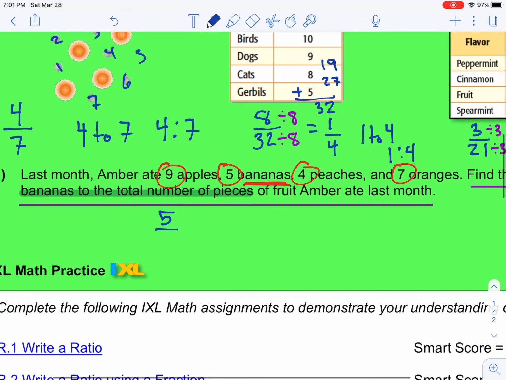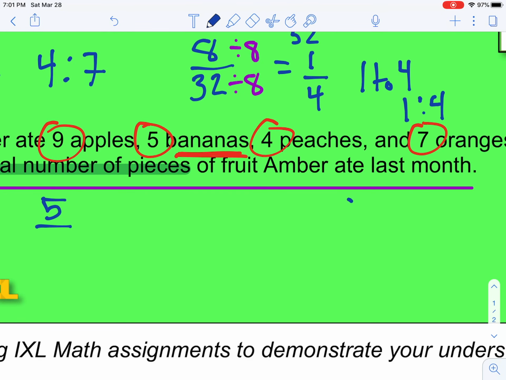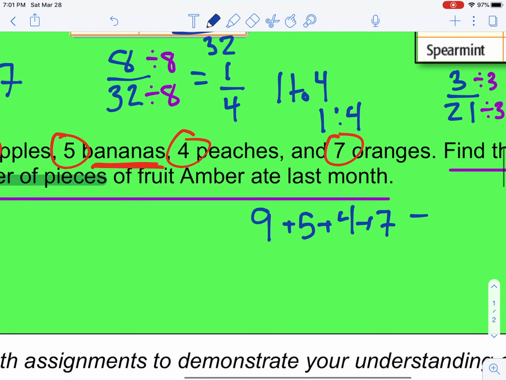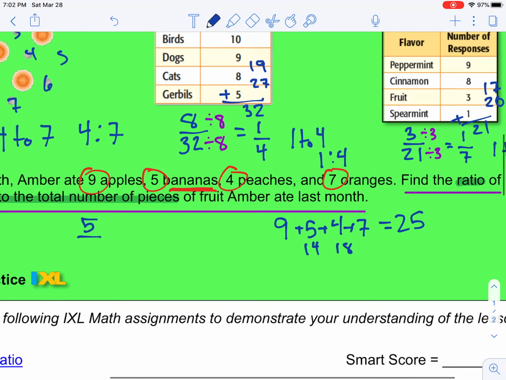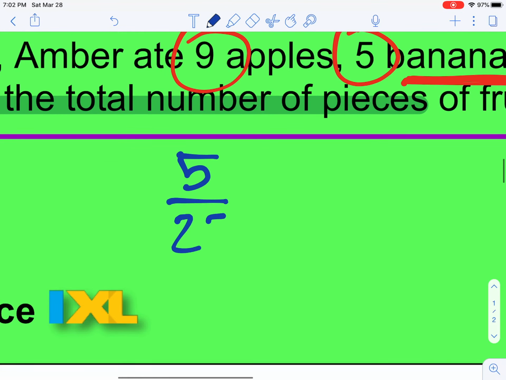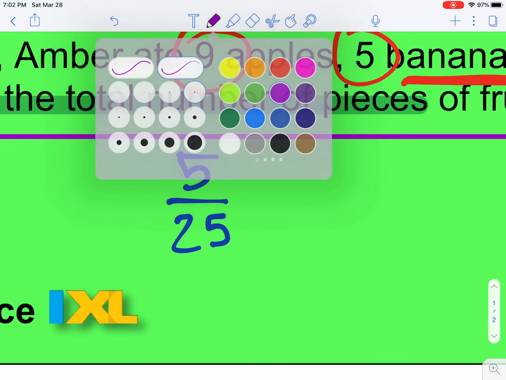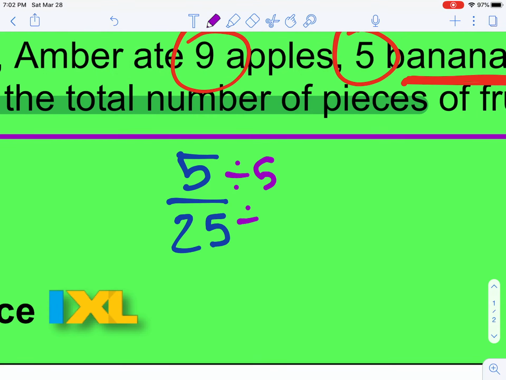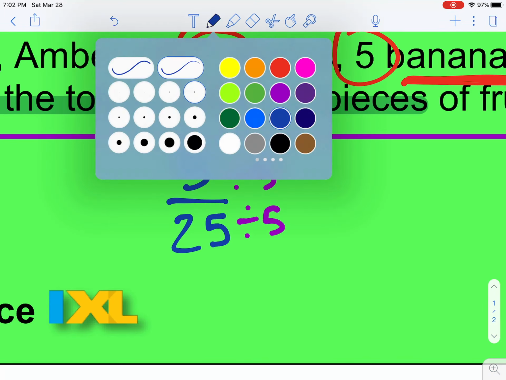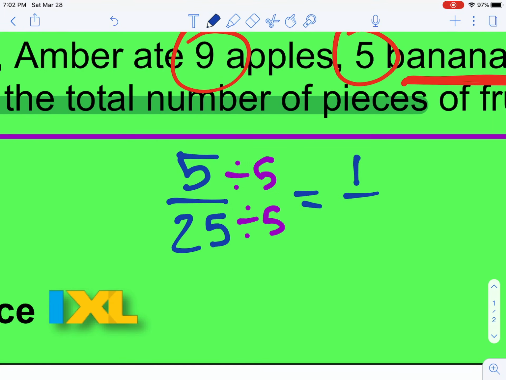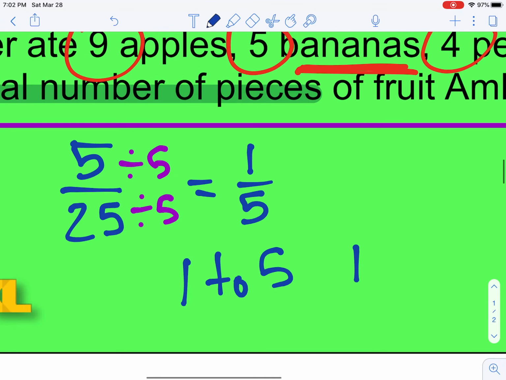So I need to take my other numbers, I need to add them up, including the bananas. So 9 plus 5 plus 4 plus 7. See, 9 plus 5 is 14, plus 4 is 18, plus 7 is 25. I can simplify this ratio by dividing both by 5. So my answer is going to be 1 to 5. And then don't forget to write it the other two ways.